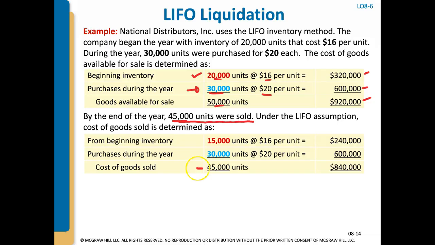So we're told that 45,000 units were sold. Last in, first out says the most recent purchases are the first ones out. So we had 30,000 units purchased during the year, so we're going to price all those 30,000 at $20. But we sold 45,000 units. We still have to do the cost of goods sold on the remaining 15,000 units, which are our older layer, which was at $16 per unit. So this is just a regular LIFO calculation.